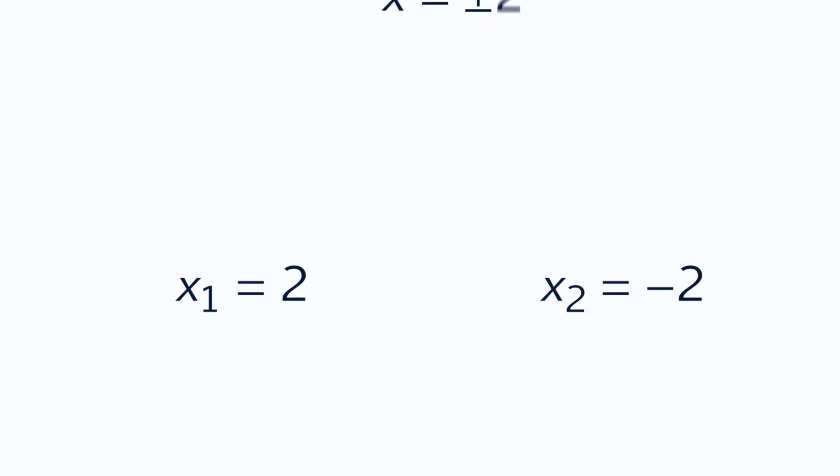This means that the quadratic equation x squared minus 4 equals 0 has the two solutions x1 equals 2 and x2 equals minus 2. And you are done. You have successfully found both solutions to your quadratic equation. Let's look at one more example. You want to find the solutions to the quadratic equation 2x squared minus 18 equals 0.